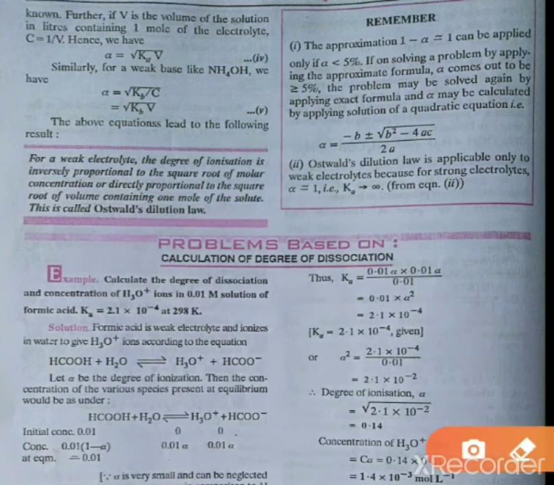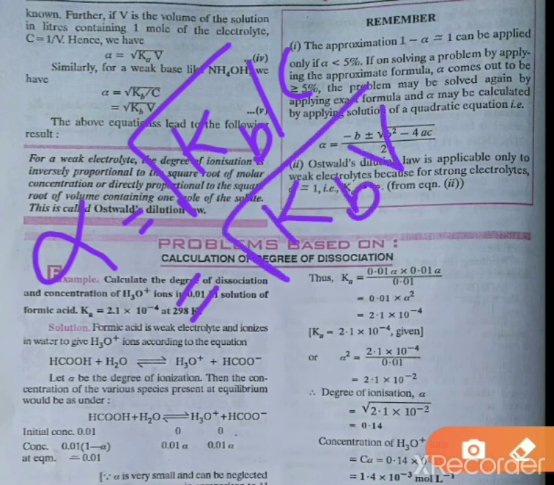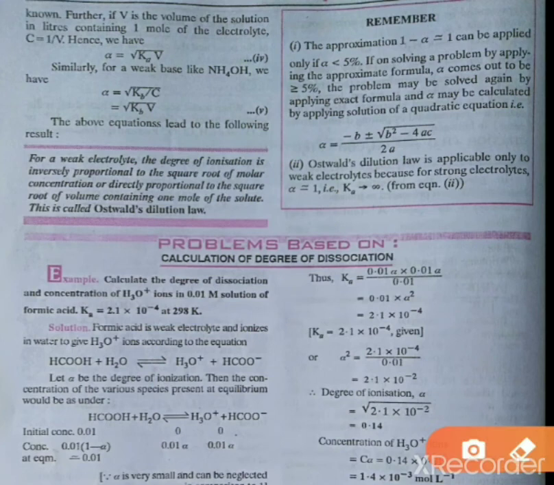Suppose we are considering an equation of weak base. For that, alpha, that is degree of dissociation for base, will be equal to under root Kb by C, and if we consider the concentration C as 1 by V, then the equation will be under root Kb into V. So students, overall we can say that for a weak electrolyte, the degree of ionization is inversely proportional to the square root of molar concentration, or directly proportional to the square root of volume containing 1 mole of solute. So this is called Ostwald's dilution law.